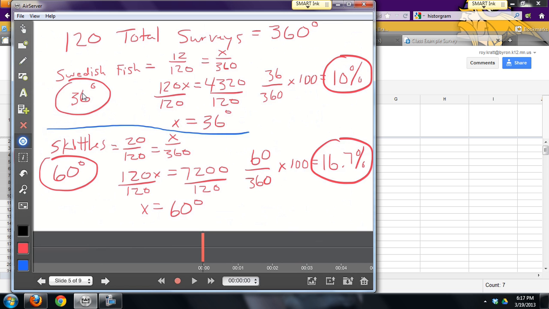Then what I wanted to do was find out what percentage of my circle 36 degrees was. Some of you might have already done this and found the percent. You could do it from here: 12 divided by 120 times 100, or you can take 36 degrees divided by 360 times 100. That equals about 10%. Again, 36 degrees is kind of our key number here.